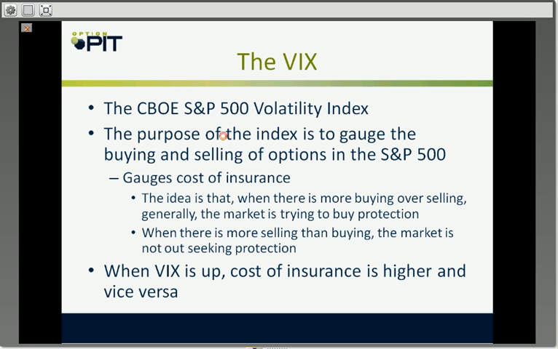So options are an insuring product. When there's more buying of options versus selling, that means people are buying more insurance. When people are buying more insurance, that means fear is up. When there's more selling than buying, the market is not seeking protection. So just think about that. VIX up, cost of insurance is higher, and vice versa. Pretty simple.